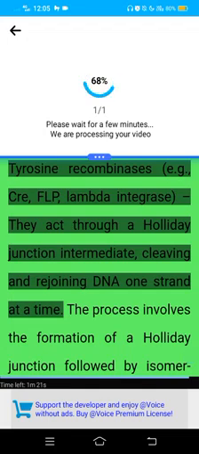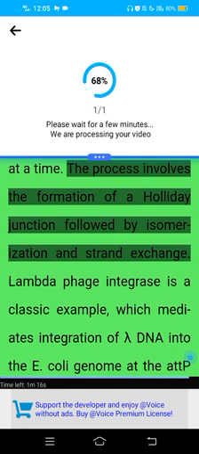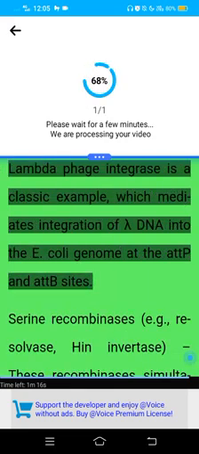Tyrosine recombinases, e.g., Cre, FLP, lambda integrase, act through a Holliday junction intermediate, cleaving and rejoining DNA one strand at a time. The process involves the formation of a Holliday junction followed by isomerization and strand exchange. Lambda phage integrase is a classic example, which mediates integration of lambda DNA into the E. coli genome at the attP and attB sites.